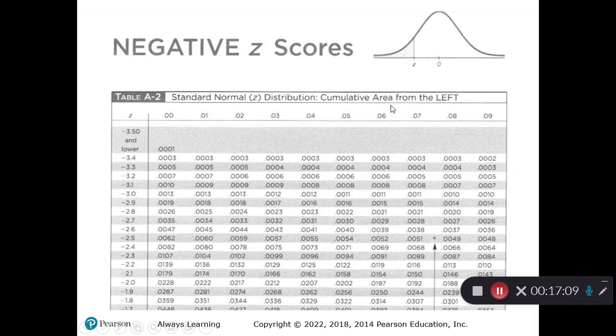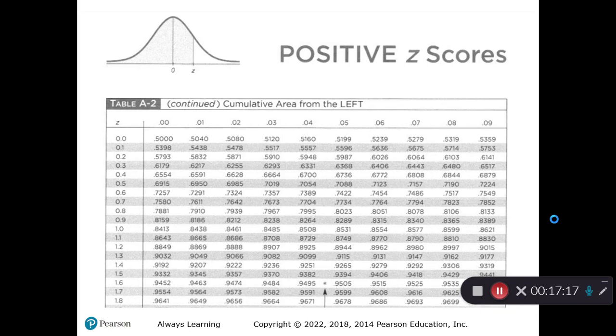So these areas are the areas to the left of whatever z-score you are looking up. Now let's look at the positive z-score table. If we look at the top of the page, we see that we're still looking at the total area to the left of a z-score, but now because these z-scores are positive, we're looking to the right of the mean. So any z-score that is higher than the mean is going to be positive, as we saw in chapter 3.